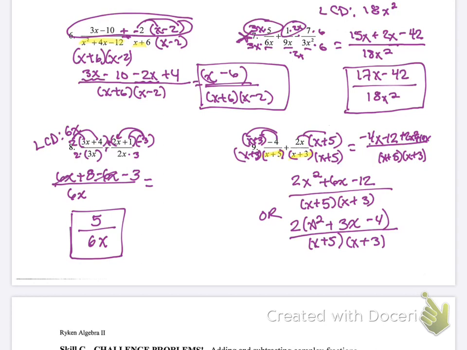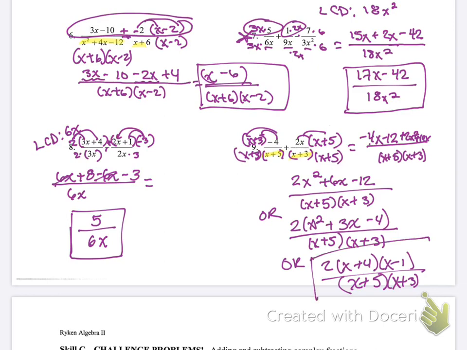I just don't have space for it. But what would it be? X plus 4, x minus 1. Still have a 2 out in front. X plus 5, x plus 3. So any of these answers is fine. It is good habit to continue factoring just to make sure that nothing cancels. But for the most part, there's so much work already in the beginning, there's usually nothing that's going to end up canceling in the end.